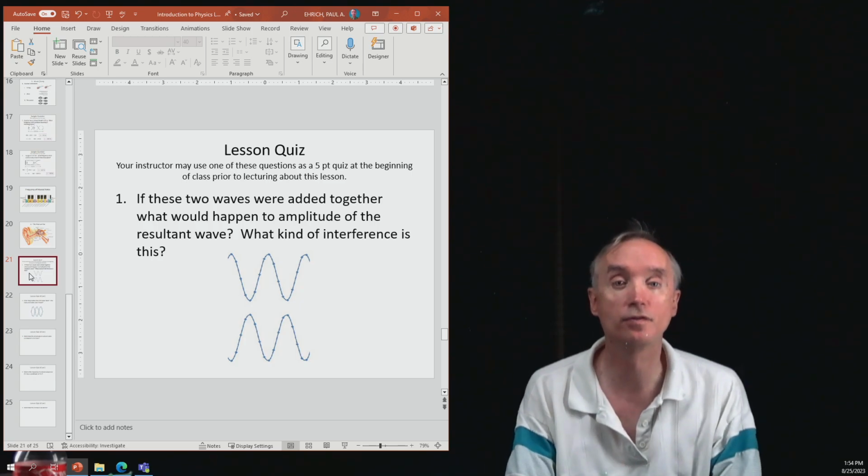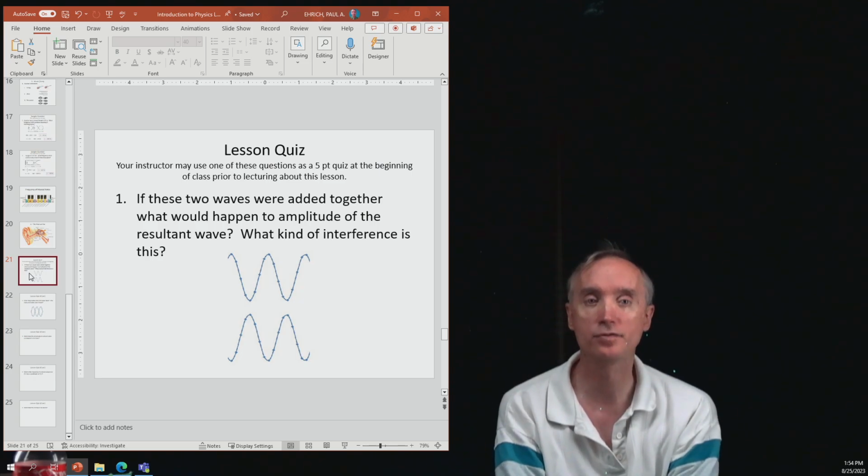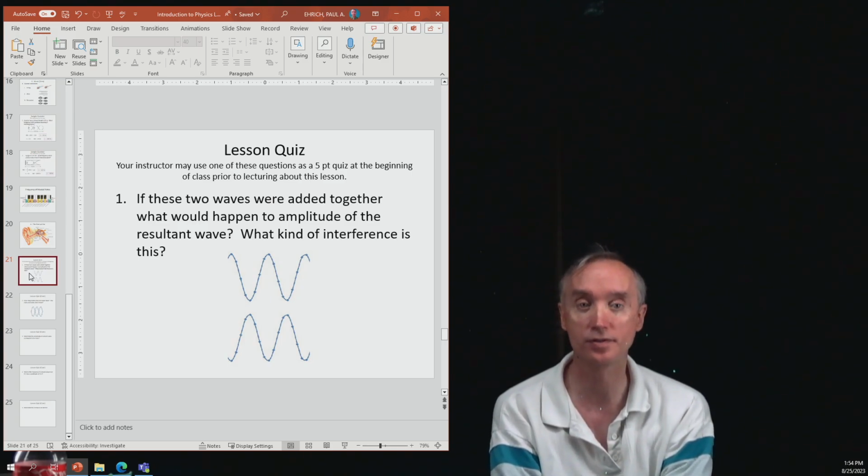Okay, let's take a quiz over what you've learned today. So question number 1, if these two waves were added together, what would happen to the amplitude of the resultant wave, and what kind of interference is this?